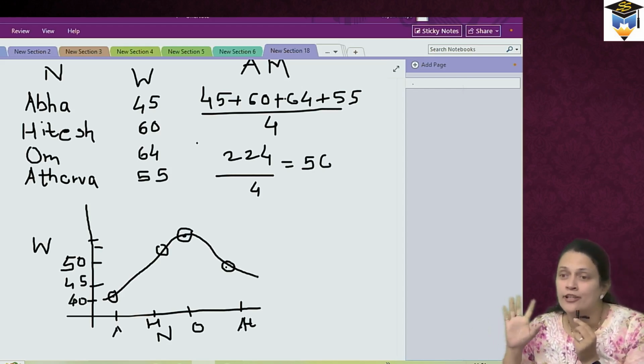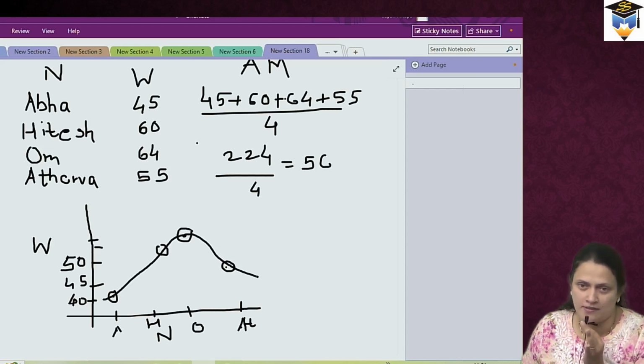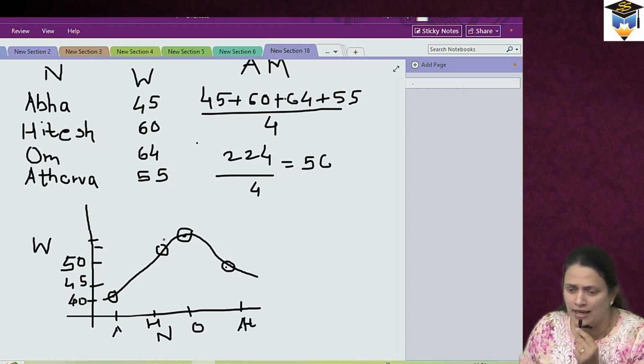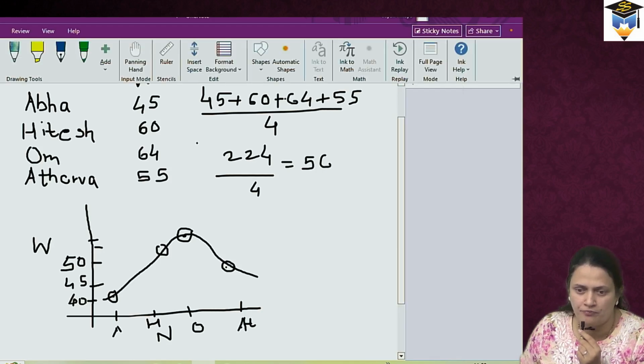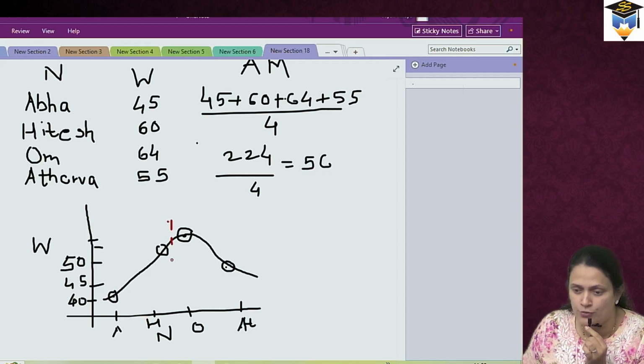Now what is the meaning of central tendency? What is our average that we have got? It is 56. Okay, so if I go and mark 56, it will lie somewhere here. Let's suppose I'll show it with a red mark. So suppose this is our average. Now I'm going to draw a line from my average point to the x-axis and also to the y-axis.